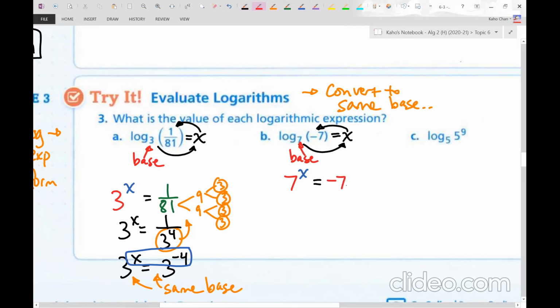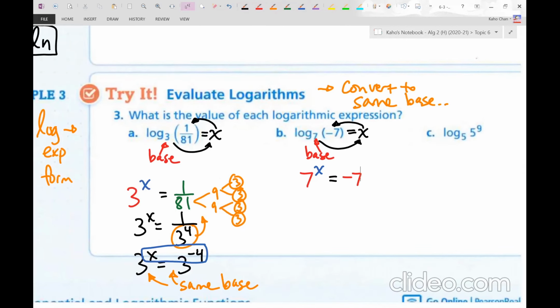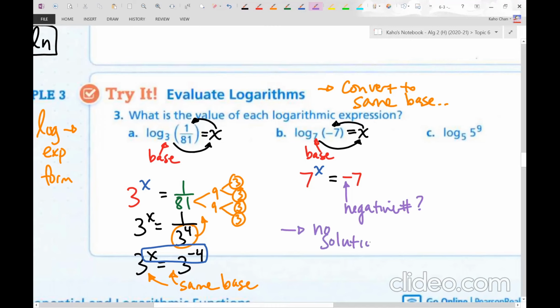Well, this is weird. I'm looking at this. Could I ever bring a number to a power and get a negative answer? That's the trick, right? It's impossible. We can never get a negative number. No way. Here, we have no solution. We can never bring a power to a base and get a negative answer. That's impossible.